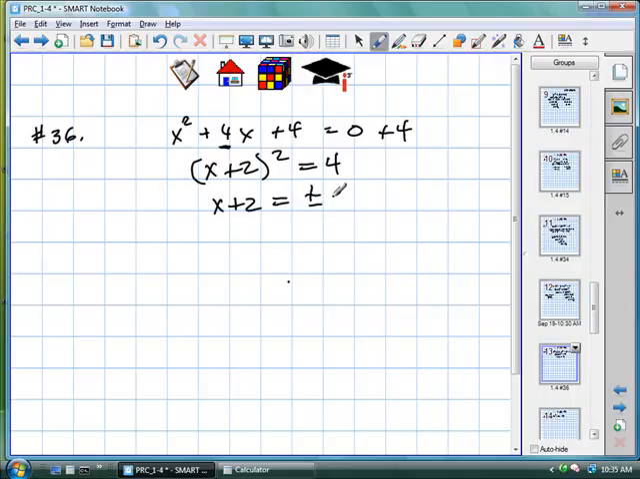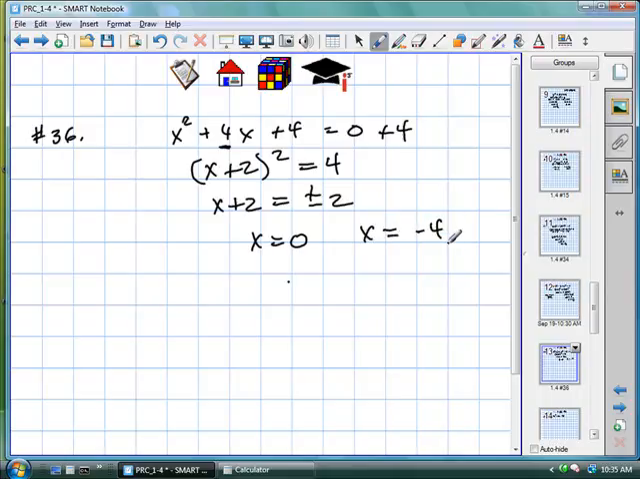Now you just have two parts. You've got to solve this when it's a plus 2 and solve it when it's a negative 2. So when it's a plus 2, what do you get? And when it's a minus 2, what do you get? So we get two solutions, 0 and minus 4.